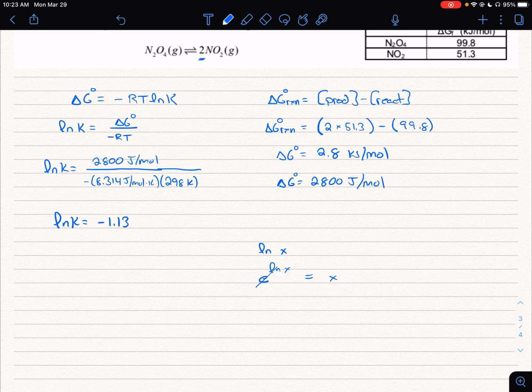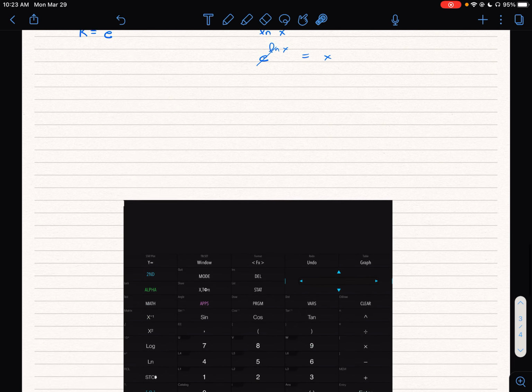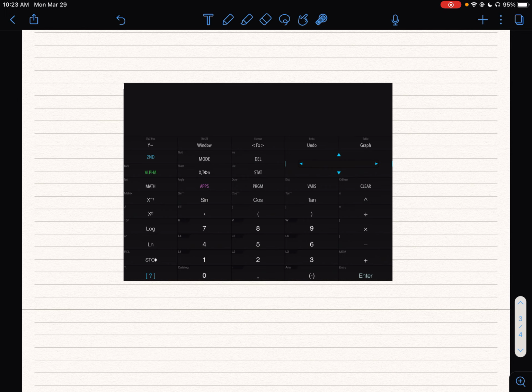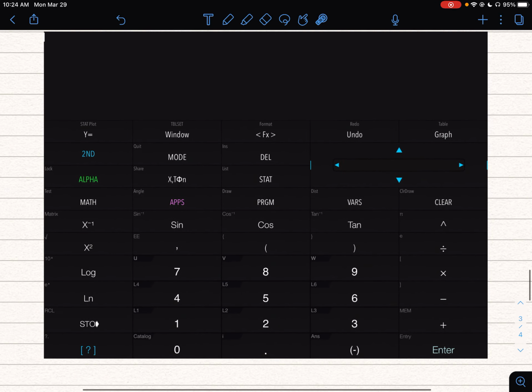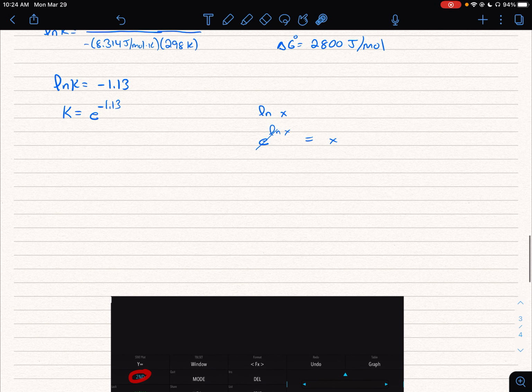And so what we're going to do is we can say K is going to be equal to e raised to the negative 1.13. So how do you do that on a calculator? Well, on my calculator, just to show you my screenshot, if you find usually your natural log key, so here's my natural log key, and then notice here the secondary function of natural log is e to the x, and that's usually true on most calculators. So if I hit second and then the e to the x, I can then input my exponent.